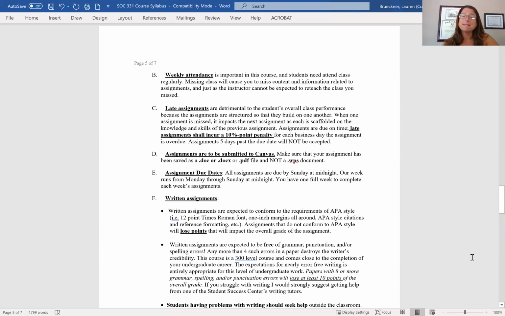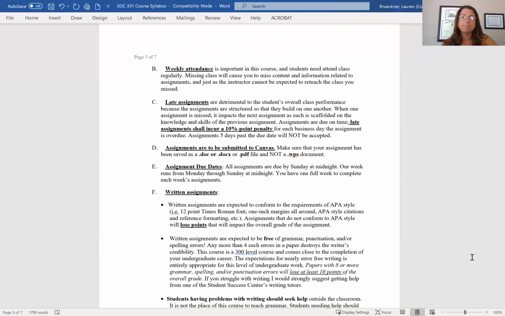Weekly attendance. This is a 7-week course block. It's not very long at all. So you will be graded each week in your attendance. I expect you to be involved. I know it's an online course, but I expect you to be active and involved in the discussion board as well as submitting your assignments on time.